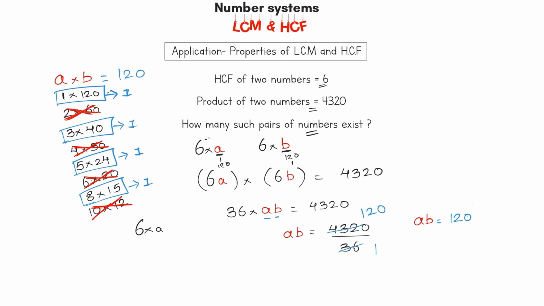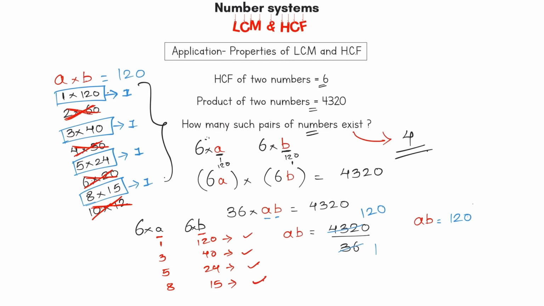Now 6 into A and 6 into B, these are my numbers. Once I will substitute A as 121 and B as 120, one pair. Then A as 3 and B as 40, another pair. Then A as 5 and B as 24, another pair. Then A as 8 and B as 15, another pair. So 4 such pairs. How many such pairs of numbers exist? 4. Actually I got 8, but then I used the concept of co-prime to know what my answer is.